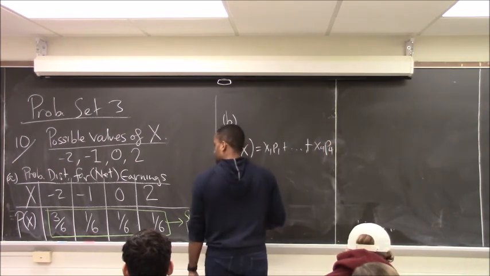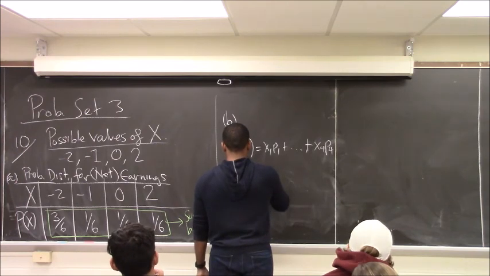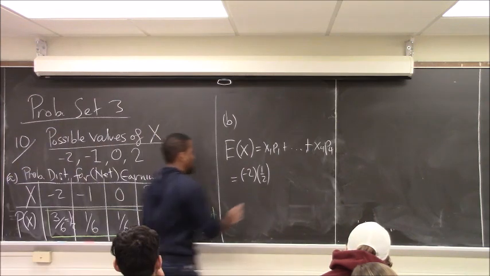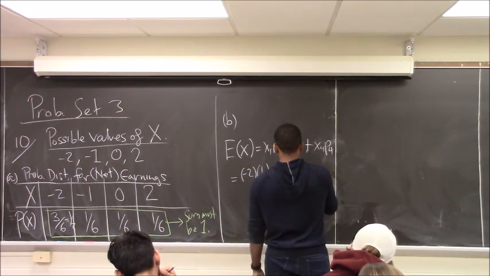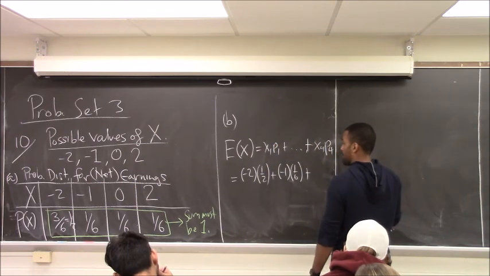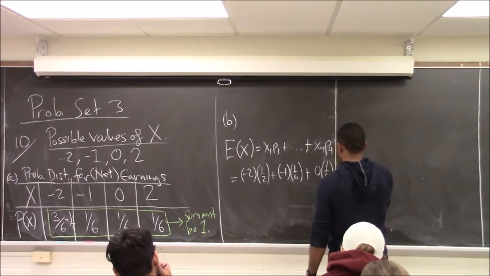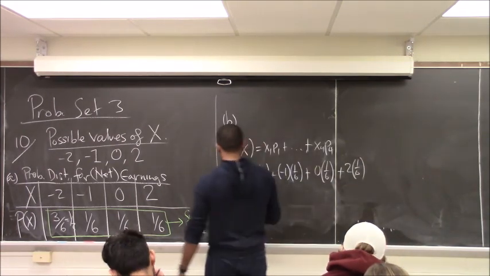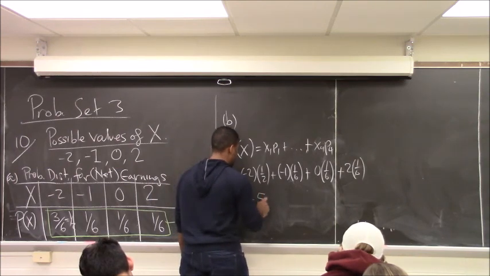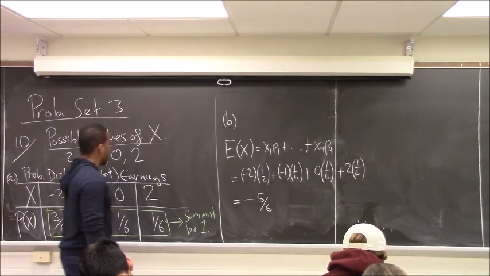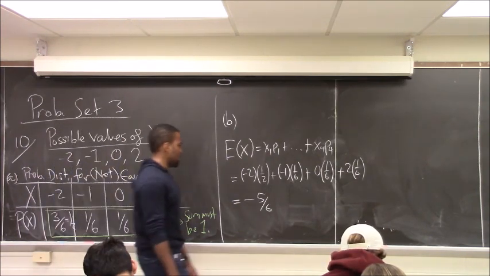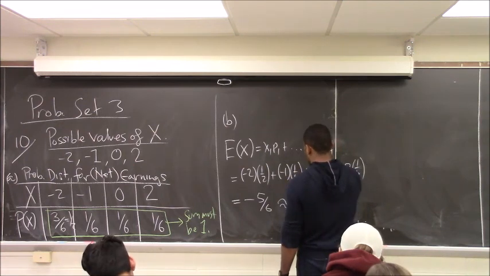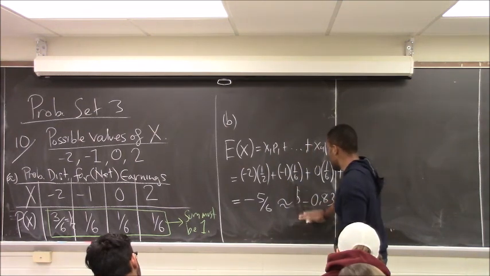So this would be -2 times 1/2, plus -1 times 1/6, plus 0 times 1/6, plus 2 times 1/6. And that equals -5/6. What is that roughly as a decimal? Around 83 cents. A loss of 83 cents.